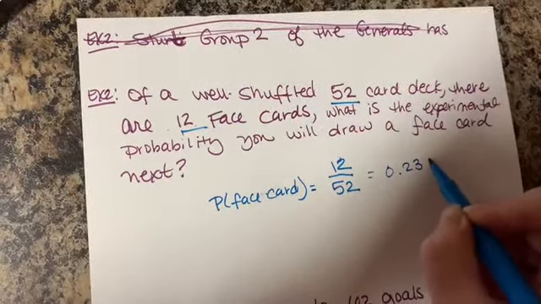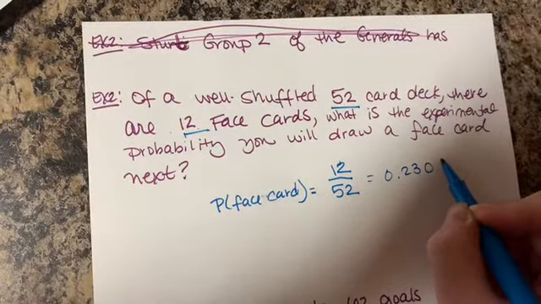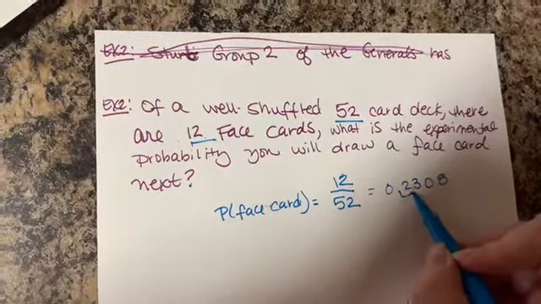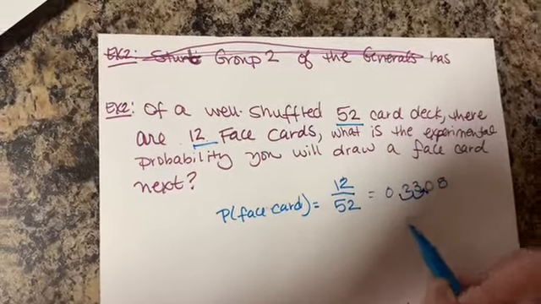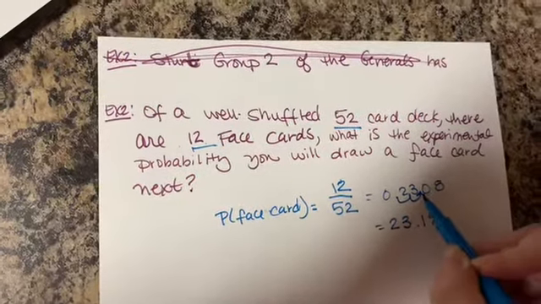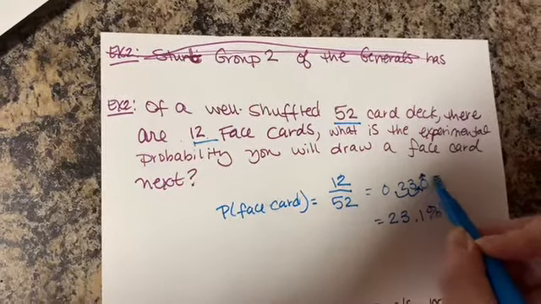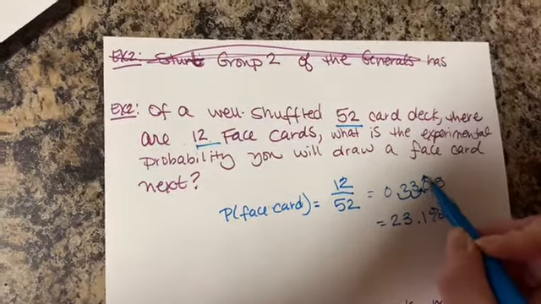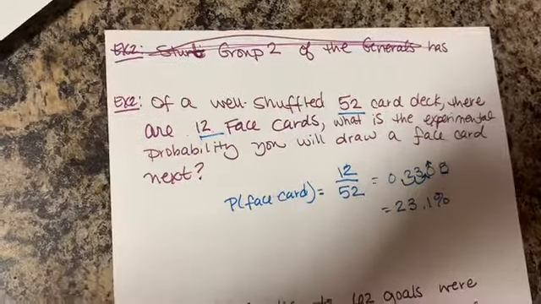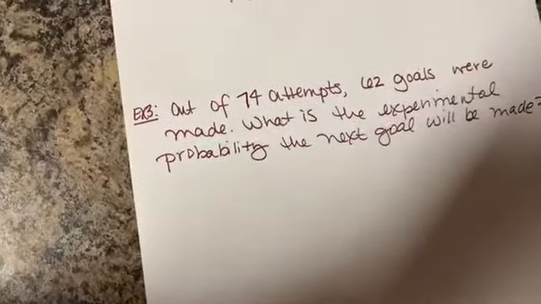0.2308. Wait, it keeps going. It's a long decimal. So you'll move your decimal 2 places to the right. And when you do that, it's 23.1%. That 0.08 will round up to 1 because 8 is bigger than 5 right there. Okay? All right, so let's look at example 3.